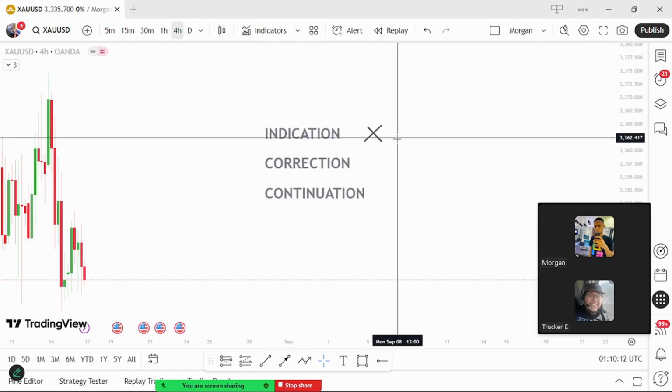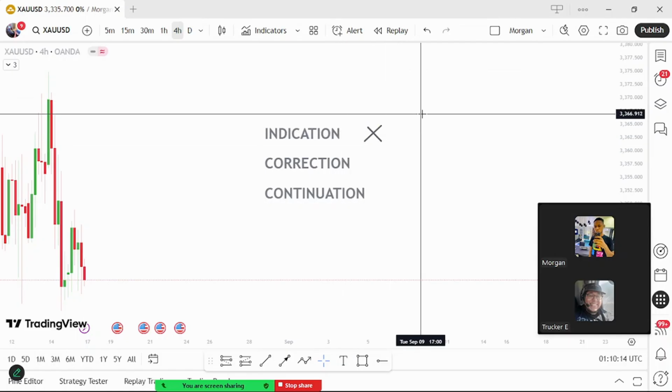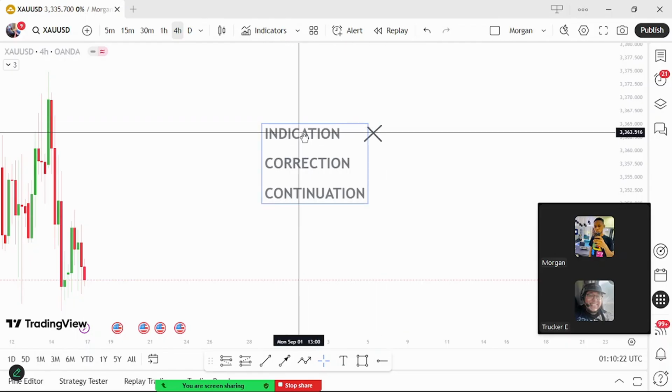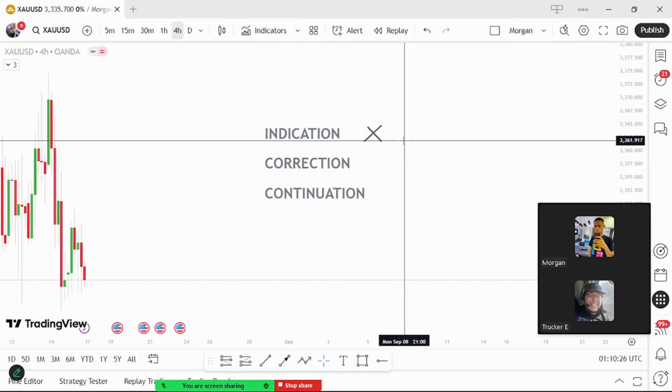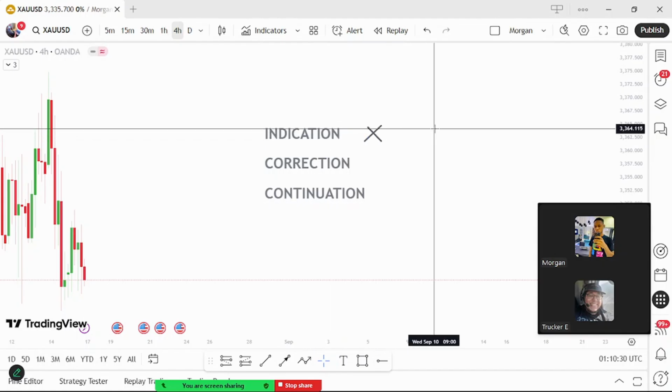You don't even know how high price is trying to go. That's why whenever you get into that, it's always taken out, because you don't even know how high price is trying to go. So we don't trade the indication because we don't know how high price is trying to go. Price is still trying to show us how high it can go, right? So the indication we don't trade.